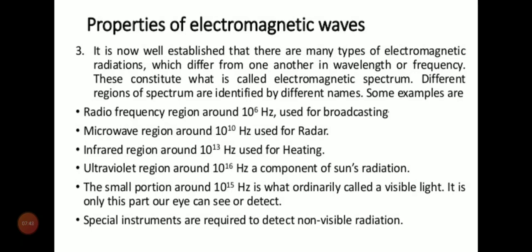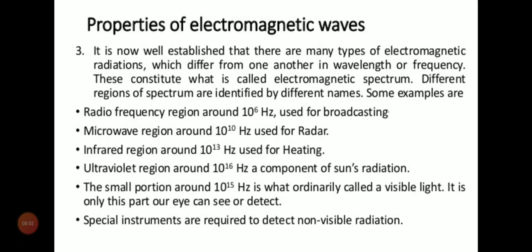In the electromagnetic spectrum, different types of waves are arranged on the basis of an increasing or decreasing pattern of wavelength or frequency, right? So there are different regions of the spectrum which are identified by different names. Radio frequency is the region around 10 to the power 6 hertz.